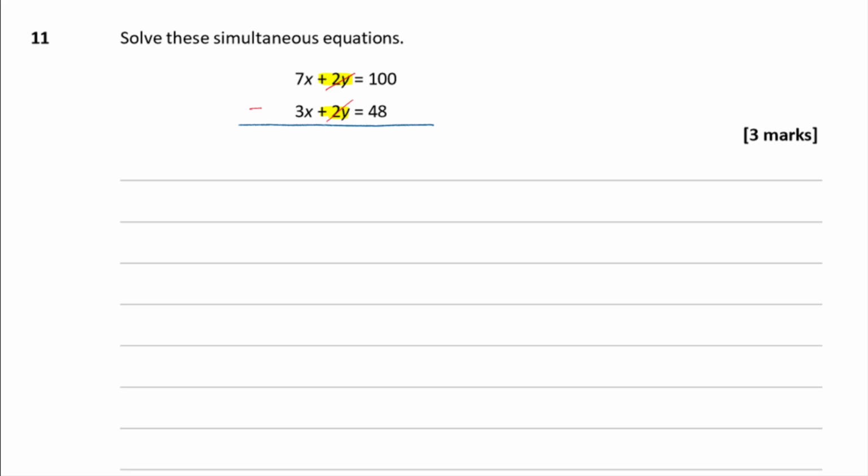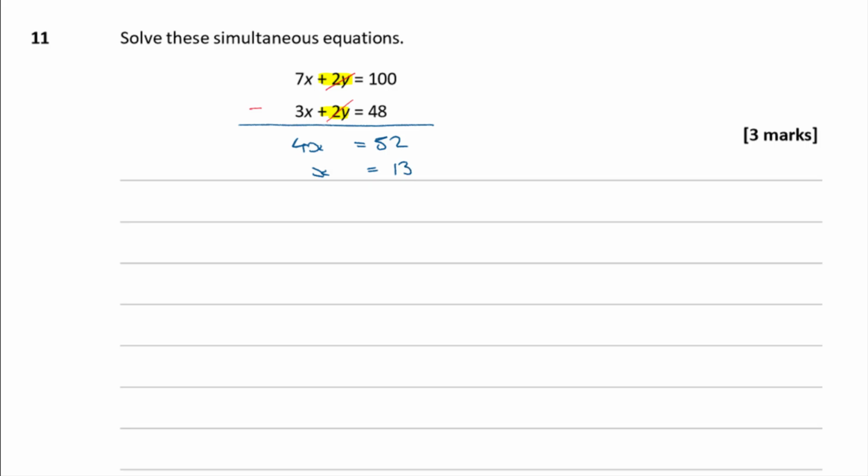Okay? So doing the same with the other parts of the equation. 7x take away 3x leaves me with 4x. We've already said that 2y take away 2y is nothing. And then 100 take away 48 leaves me with 52. So what's x then? Dividing both sides by 4, I'm going to get x is 52 over 4, which is 13, as 4 goes into 52 thirteen times. So x is 13. Okay, that was pretty easy.